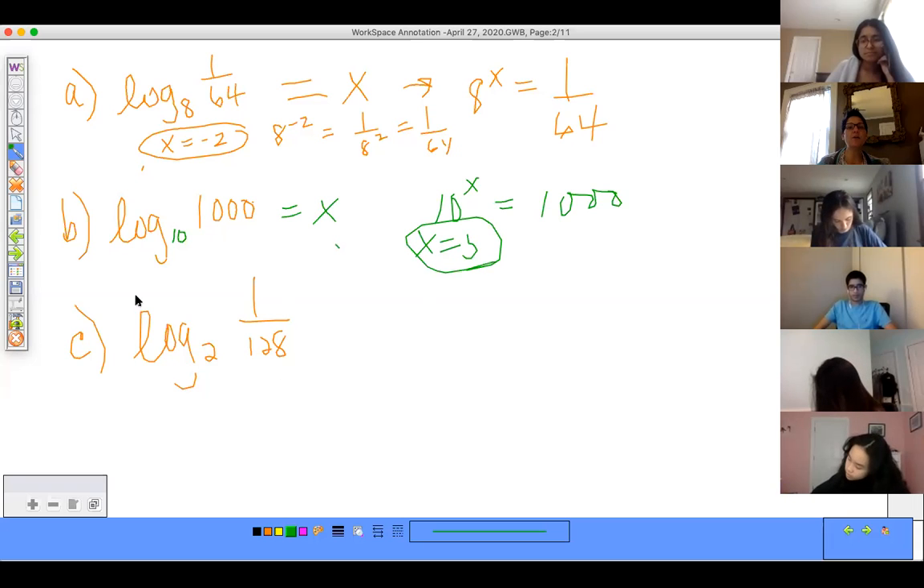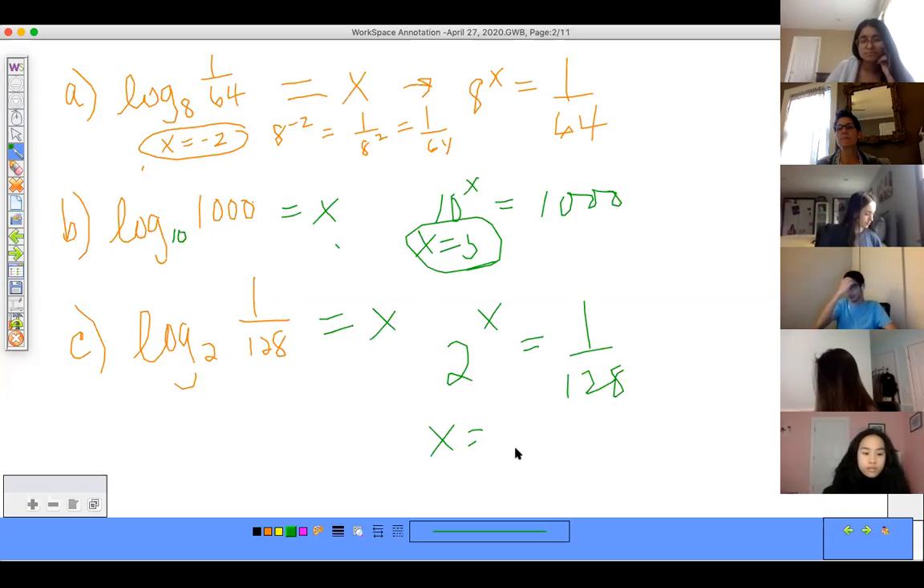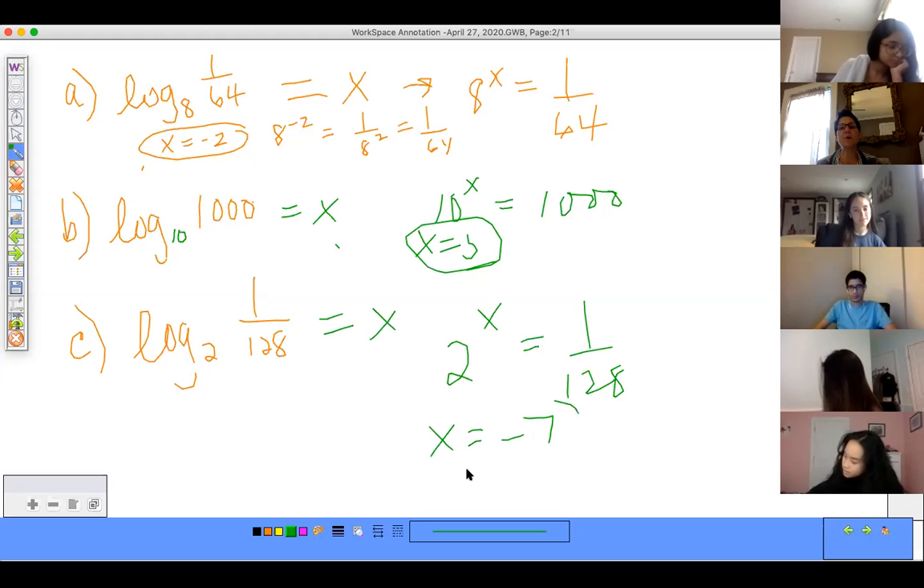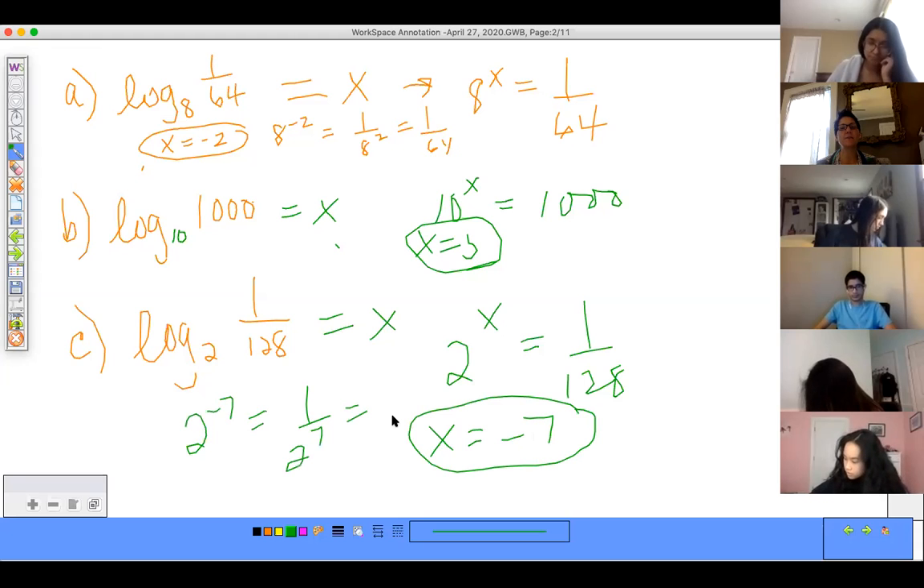And then finally over here, I have log base 2 of 1 over 128 is equal to x. So 2 to some power has to give me 1 over 128. Sherry, what do you got for x? Negative 7. I think it's negative 7 because 2 to the negative 6 is 1 over 64. So you should have 2 to the negative 7 is 1 over 2 to the 7th, which is equal to 1 over 128, right? So we can use our laws of logs and our exponent properties.